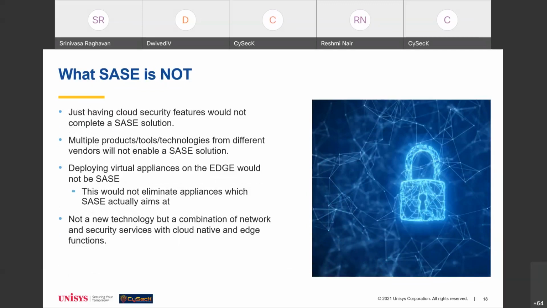Yeah. So some of them may feel that if I combine multiple solutions and then offer them, then it becomes SASE. No, it's not that. When vendors started to offer SASE-based solutions, just having cloud security features would not complete a SASE solution, or you can't bring together multiple products and technologies from different vendors and call it SASE, or deploying virtual appliances on the edge would not be SASE again. It's also not a new technology, but a combination of network and security services with cloud native and edge functions. So this is very important, how the edge and the SASE cloud services go hand in hand with the global backbone behind it.